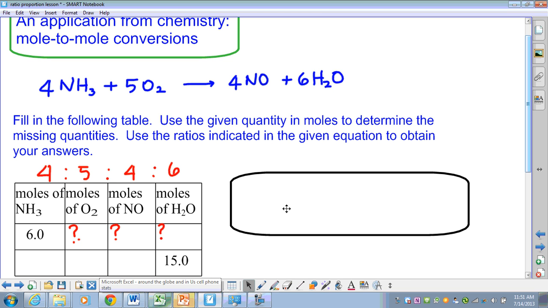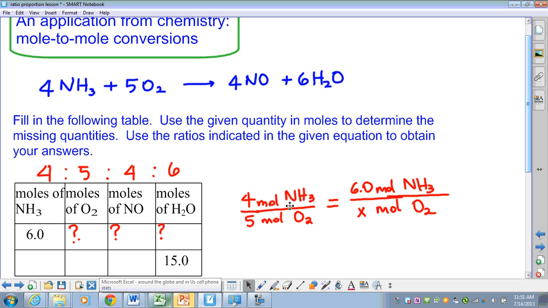So let's begin. I've already set it up over here. So the standard units conversion was 4 moles of NH3 to 5 moles of O2. That must be equal to, we're given 6.0 moles of NH3, so I put that on the top. Again, if you have the NH3 on the top, your moles of NH3 should also be on the top in your second fraction over here. And the unknown, X moles of O2. And again, if you have O2 on the bottom, then your X moles of O2 should also be on the bottom of the second fraction.